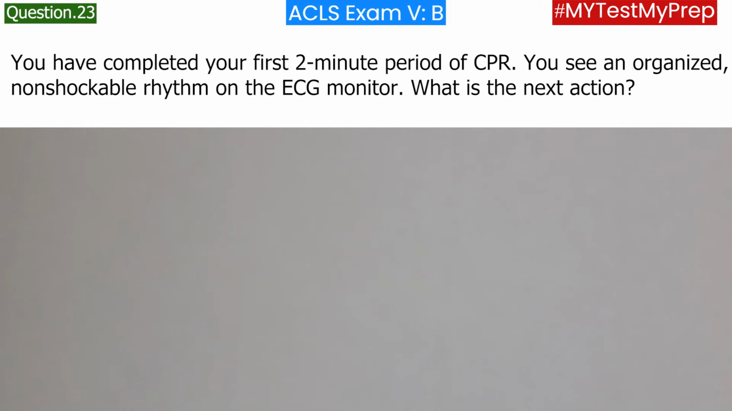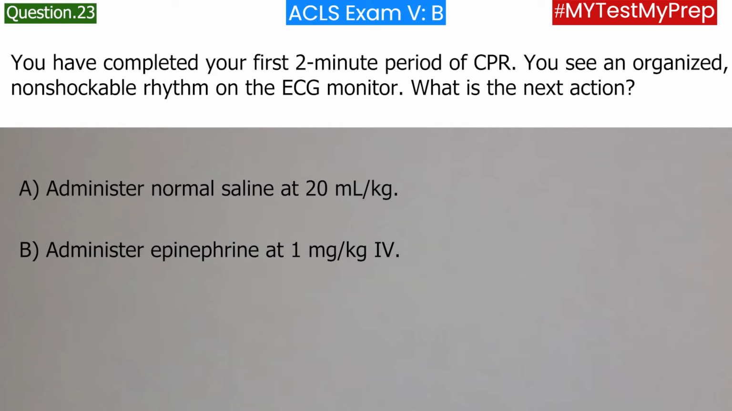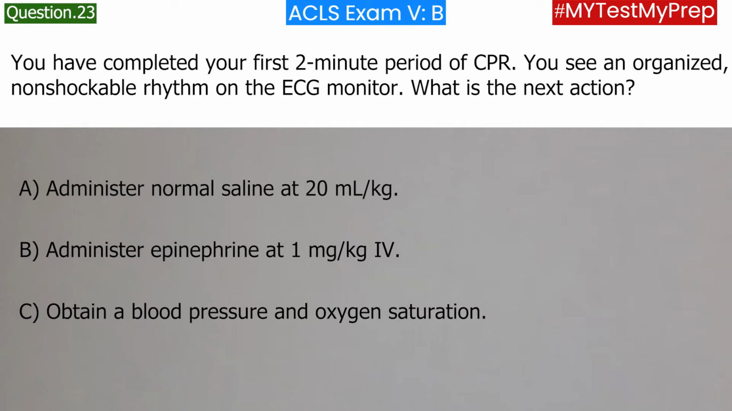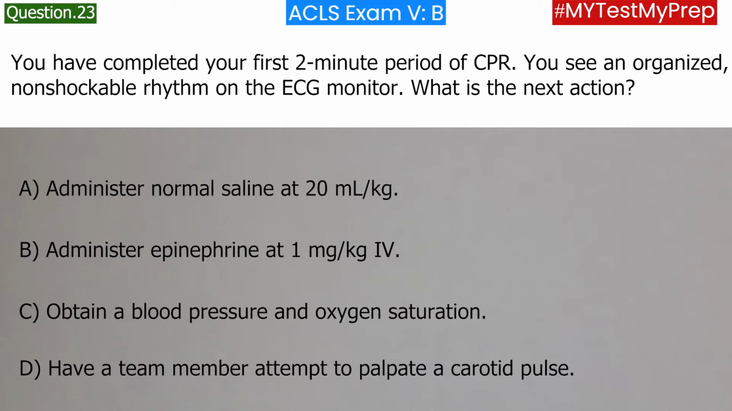You have completed your first 2-minute period of CPR. You see an organized, non-shockable rhythm on the ECG monitor. What is the next action? A. Administer normal saline at 20 milliliters per kilogram. B. Administer epinephrine at 1 milligram per kilogram IV. C. Obtain a blood pressure and oxygen saturation. D. Have a team member attempt to palpate a carotid pulse. Answer: D. Have a team member attempt to palpate a carotid pulse.